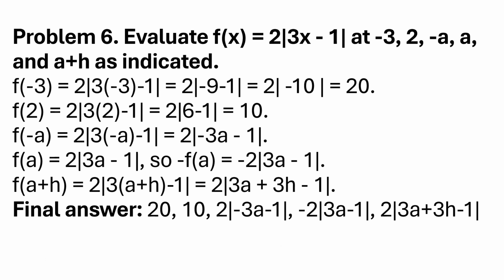We are given f of x equals 2 times the absolute value of 3x minus 1. Substituting negative 3 gives 20. Substituting 2 gives 10. Replacing x with negative a gives 2 times the absolute value of negative 3a minus 1. Negative f of a equals negative 2 times the absolute value of 3a minus 1. Finally, f of a plus h equals 2 times the absolute value of 3a plus 3h minus 1.